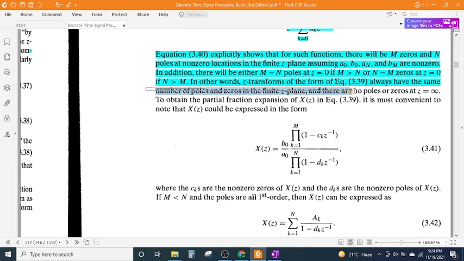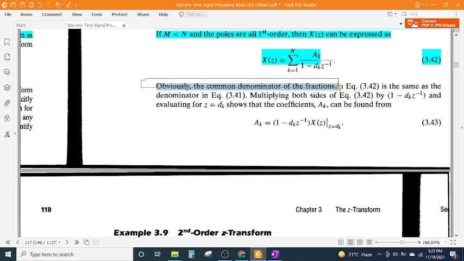If M < N and the poles are all first order, then X(z) can be expressed as X(z) = Σ_{k=1}^{N} A_k / (1 - d_k z^-1) (3.42). Obviously, the common denominator of the fractions in Eq. 3.42 is the same as the denominator in Eq. 3.41. Multiplying both sides of Eq. 3.42 by (1 - d_k z^-1) and evaluating for z = d_k shows that the coefficients A_k can be found from A_k = (1 - d_k z^-1) X(z) evaluated at z = d_k (3.43).